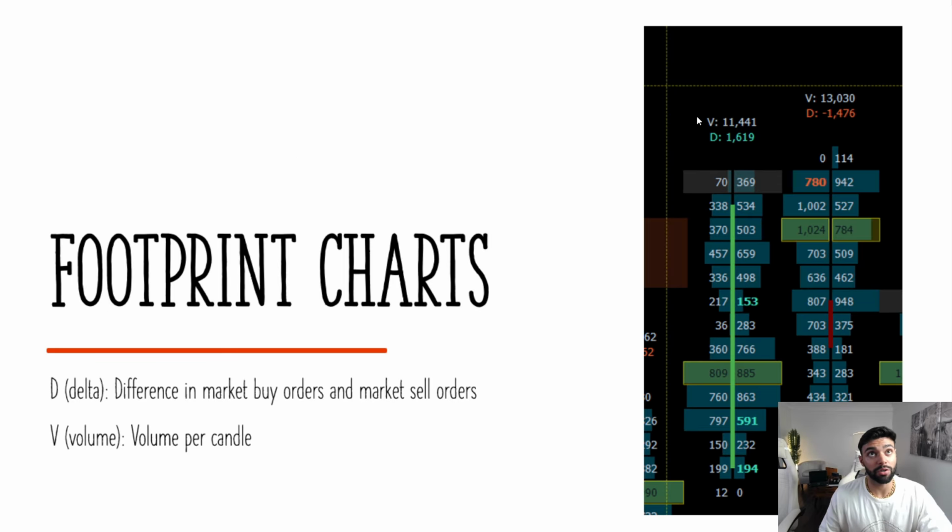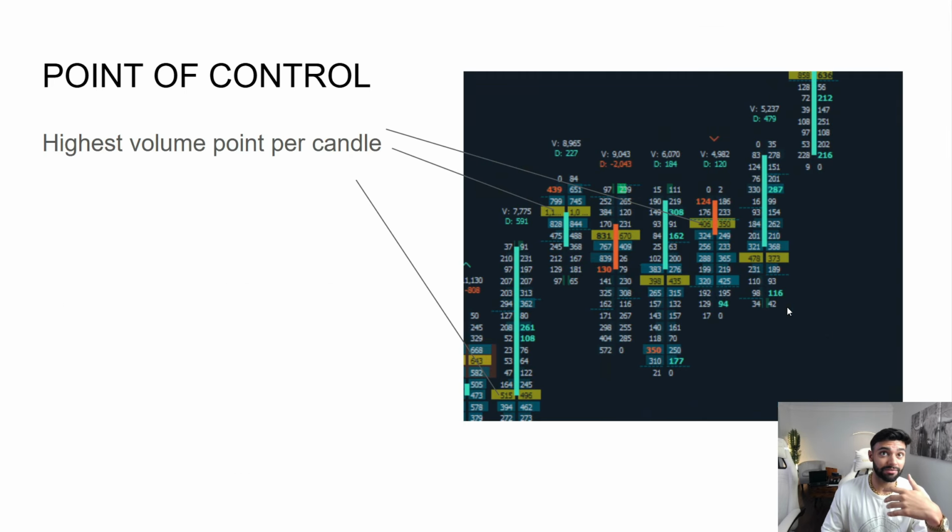To make it easier, it'll also give you the total volume per candle. So no matter what time frame you have it selected for, whether it's 15-minute, 30-minute, 2-minute, whatever it is, it's going to give you the exact volume per candlestick and also the delta. Now, the delta is the difference in market buy orders and market sell orders. So it's going to add it all for you and give you the exact delta per candle. So this candle had 1,600 more aggressive buyers than sellers. This candle had 1,400 more aggressive sellers than buyers because it is a negative candle.